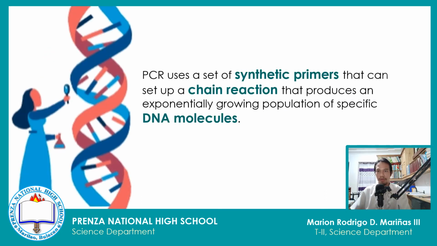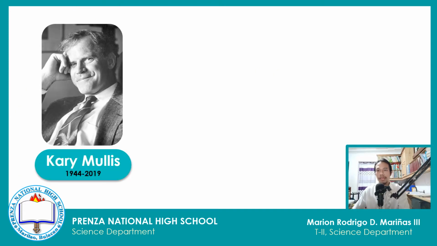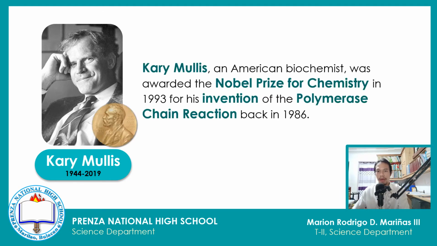Aside from the Taq polymerase, PCR uses a set of synthetic primers that can set up a chain reaction that produces an exponentially growing population of specific DNA molecules. With all this on hand, Kary Mullis, an American biochemist, was awarded the Nobel Prize for Chemistry in 1993 for his invention of the polymerase chain reaction back in 1986.